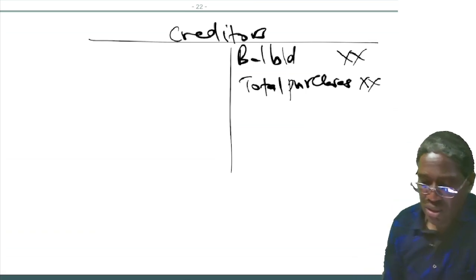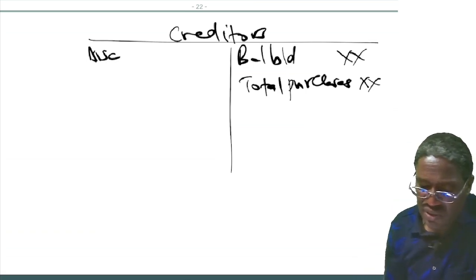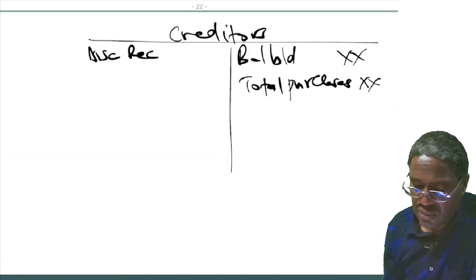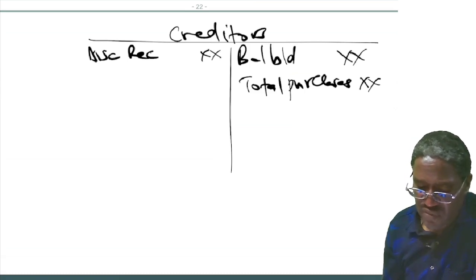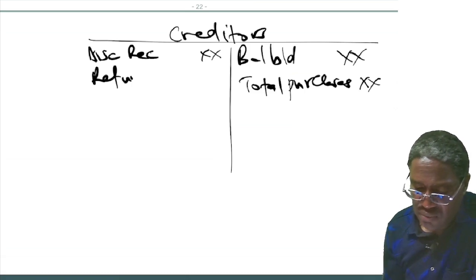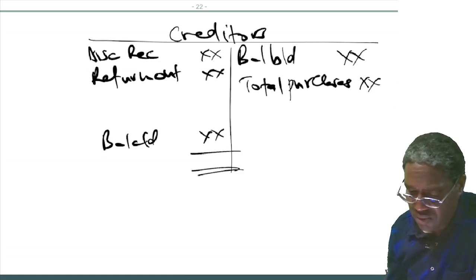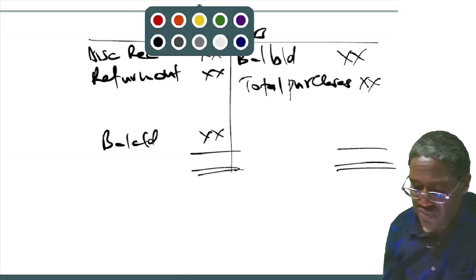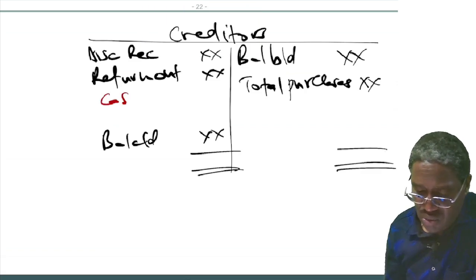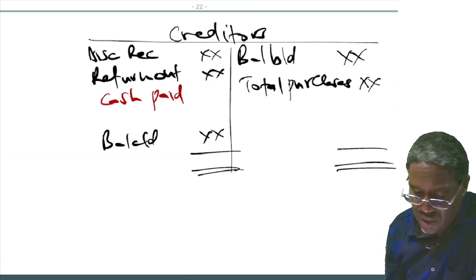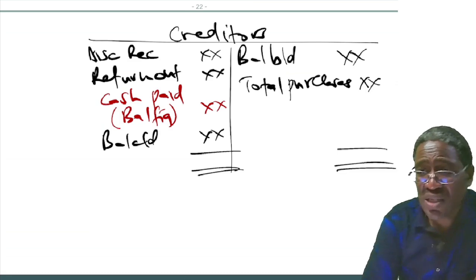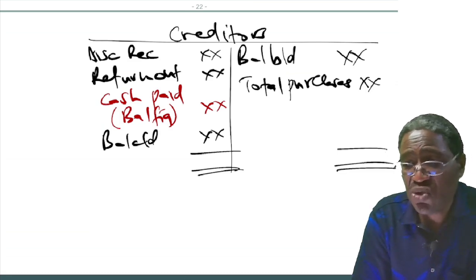Then I've also said, if there is any discount received, you debit. If there is any return outwards, you debit. Then I said you carry down the balance by the end of the year, whatever it is. Then there will be a balancing figure in this account. That is what we are calling the cash paid, as a balancing figure now. That's how we shall be determining the cash paid to suppliers.